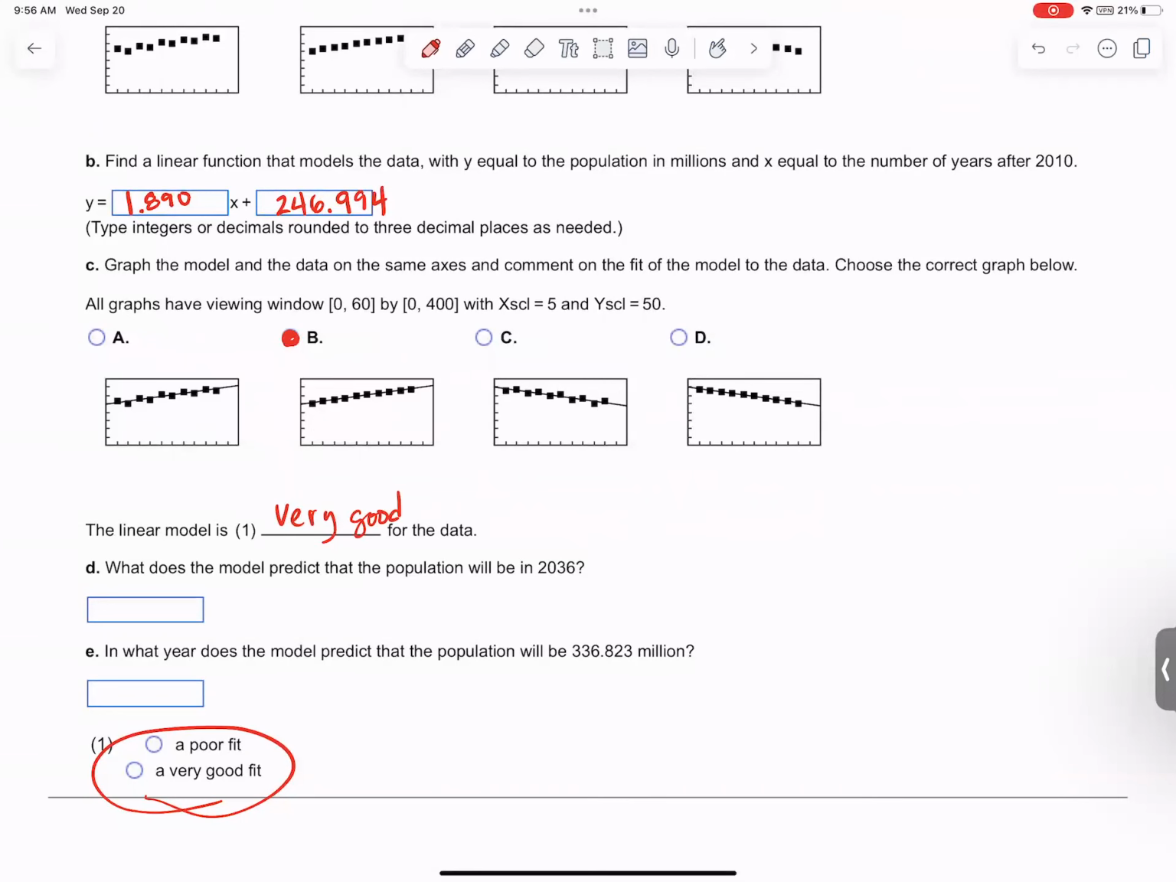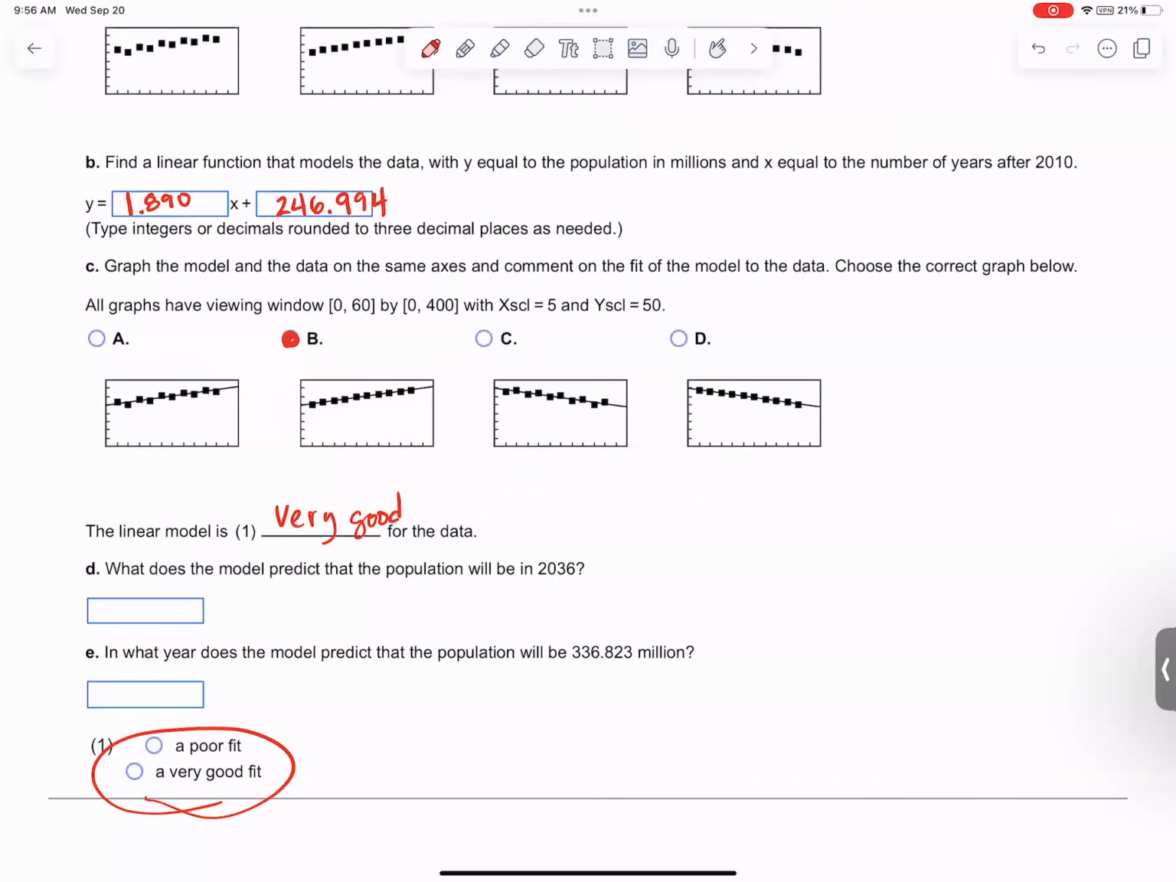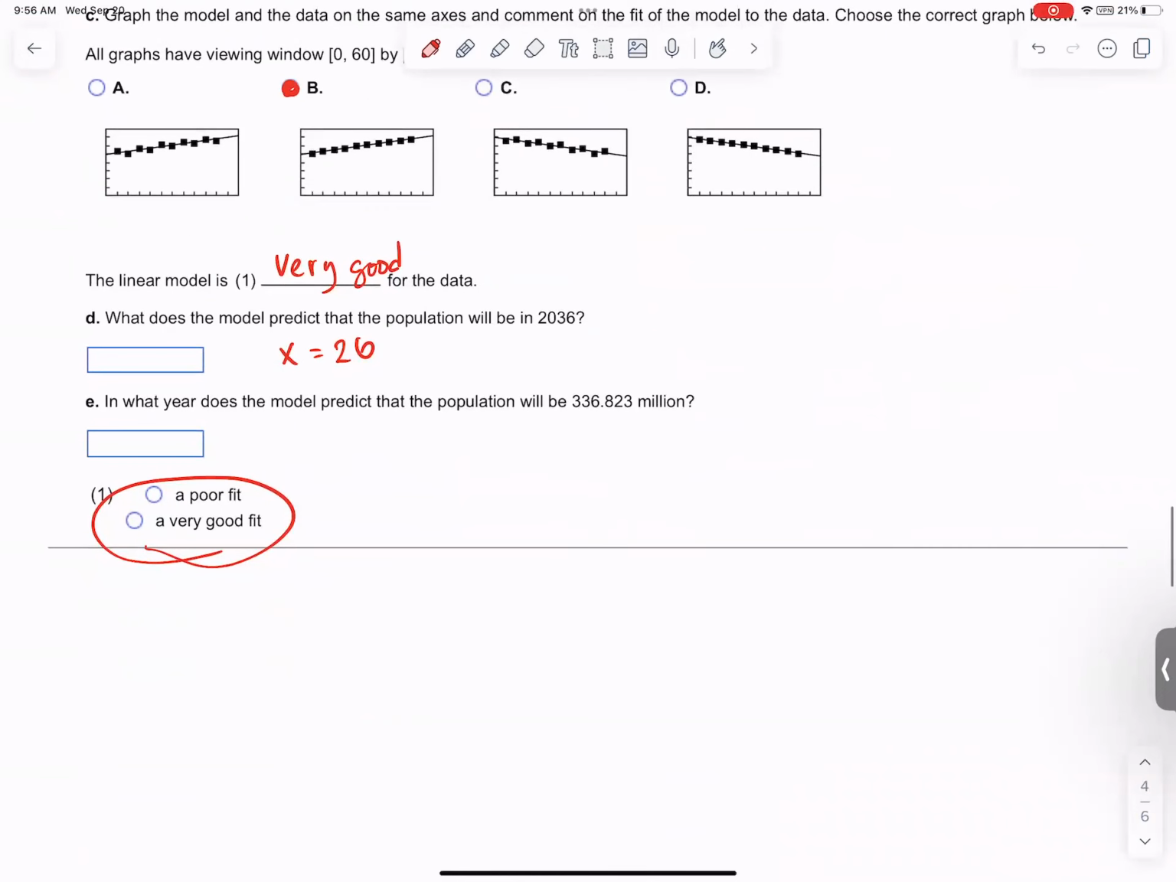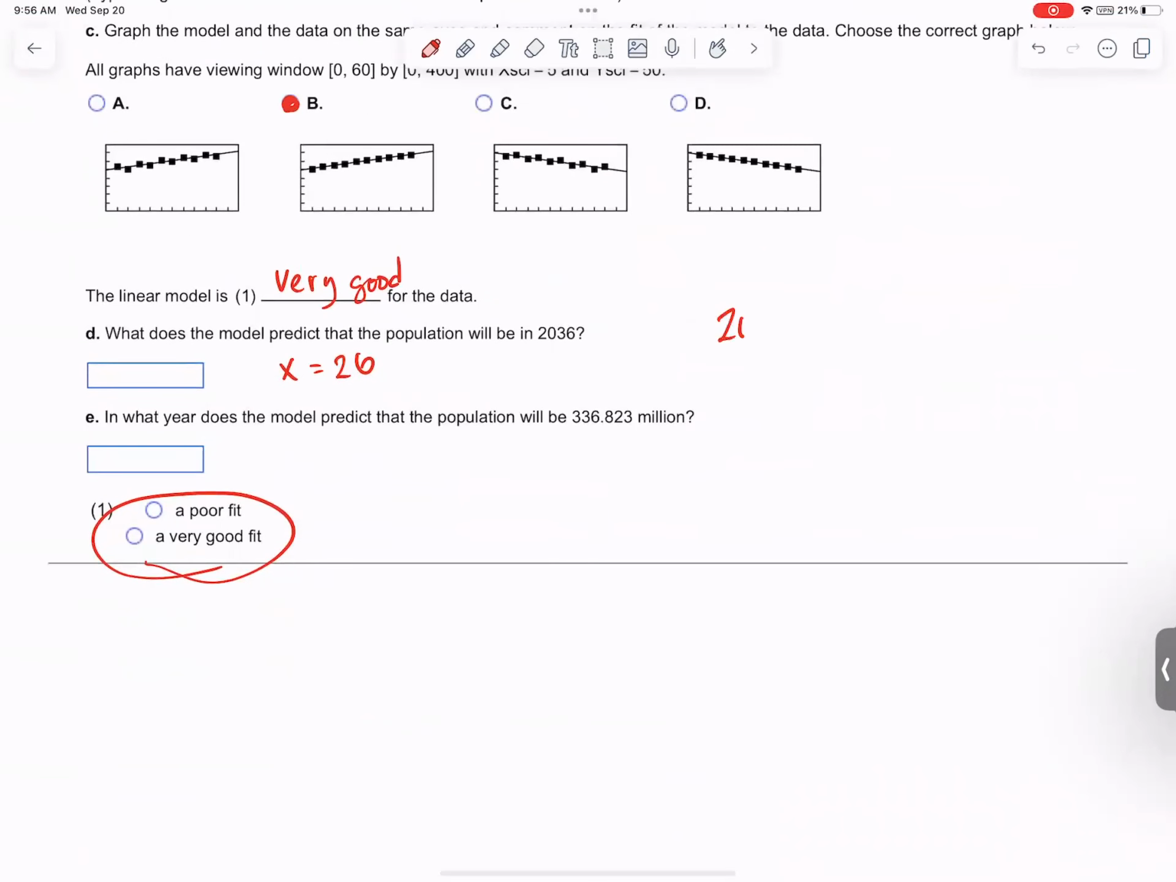What does the model predict that the population will be in 2036? So that would be in year what? X equals 26? Is that the number of years since 2010? Is that what we did? Yep. So 2036 minus 2010 would be 26. So we're going to calculate the value when X is 26. And I get 296.136 million.